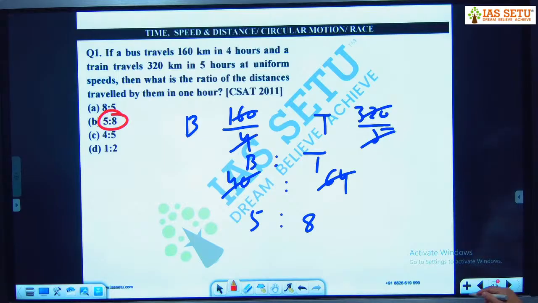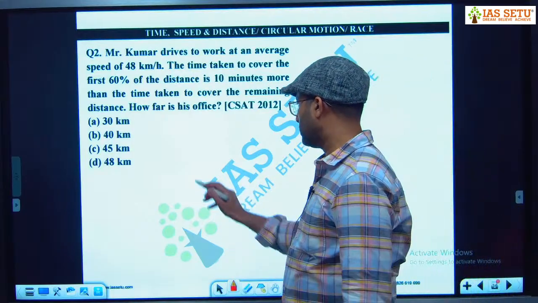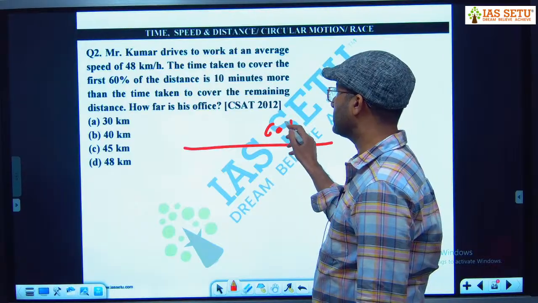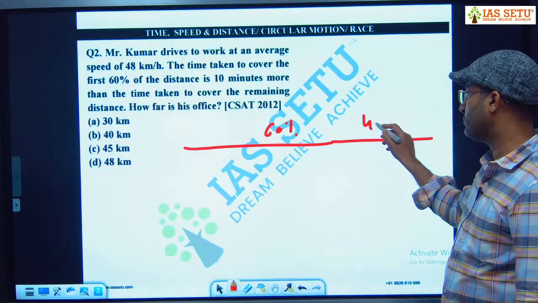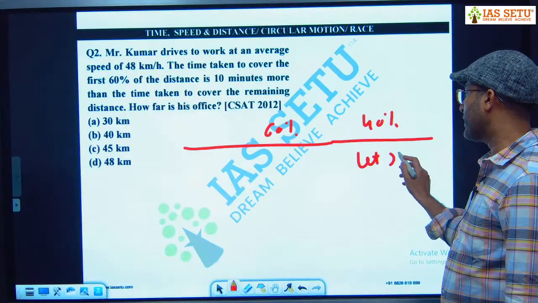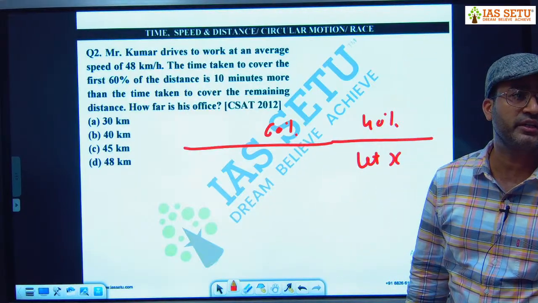Mr. Kumar drives to work at an average speed of 48 kilometer per hour. Time taken to cover the first 60% of the distance is 10 minutes more than the time taken to cover the remaining distance. How far is his office? Speed is given, time nikalna hai. I already taken this question in the class. 60% distance he takes 10 minutes more than to cover the remaining distance. Tell me what is the remaining distance? 40%. We assume let Mr. Kumar take X minutes to cover 40% distance. Then according to question, to cover 60% distance, how much time does he take? 10 minutes more.